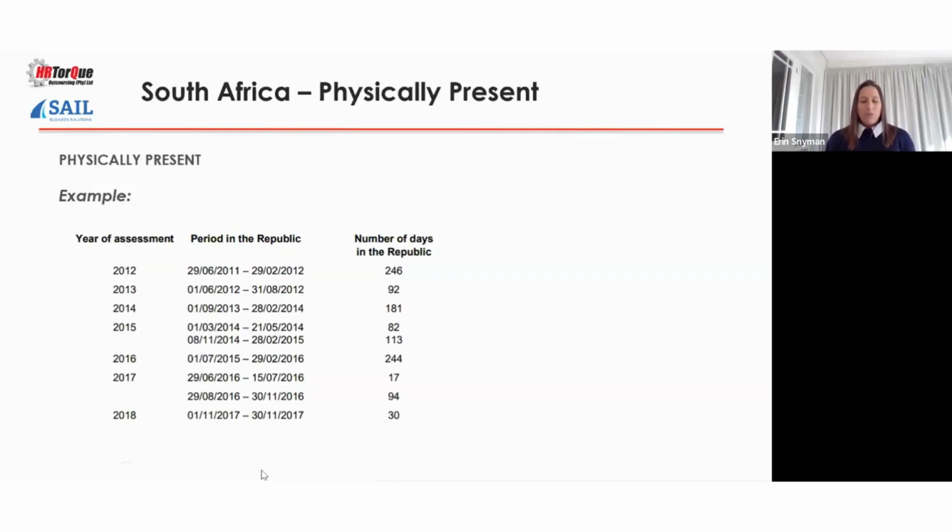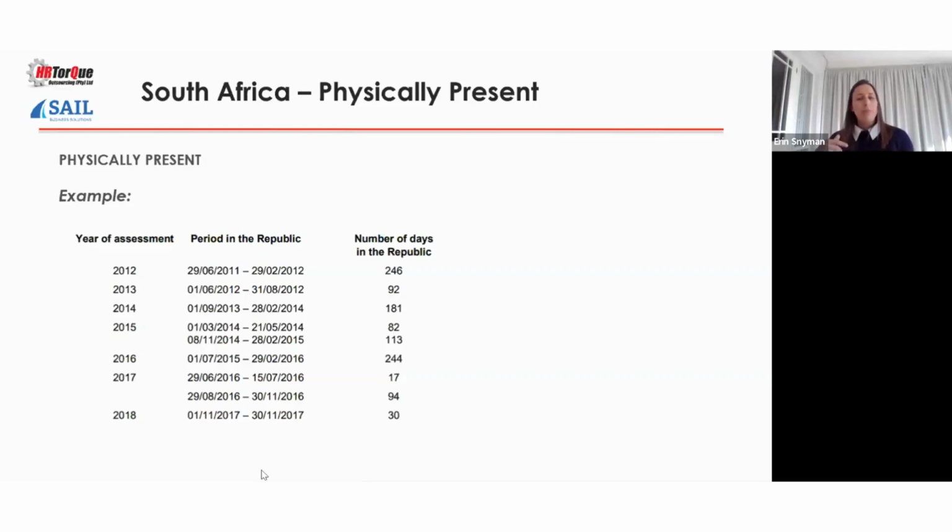So for this example, I'm going to outline the scenario, and then we're going to have a look at the number of days. Sarah is a citizen of Australia. She's working for a South African company, and she never visited South Africa prior to her first date of entry, where we see in the top row there, 29th of June, 2011. Now, Sarah was physically present in South Africa for the following periods. When we talk about year of assessment, we're looking at the year from March to February. So just bear that in mind when we refer to year of assessment.